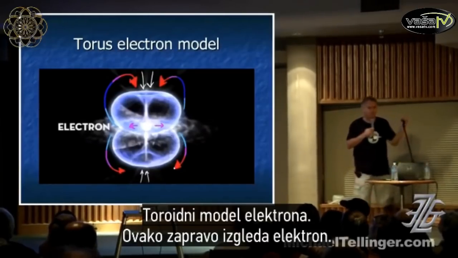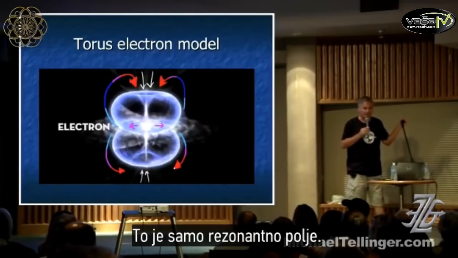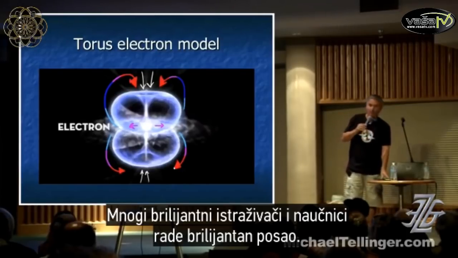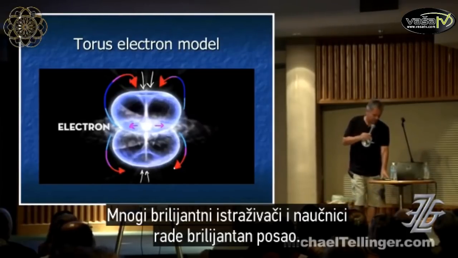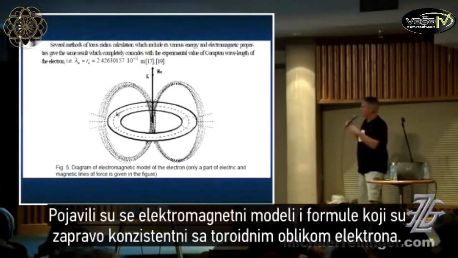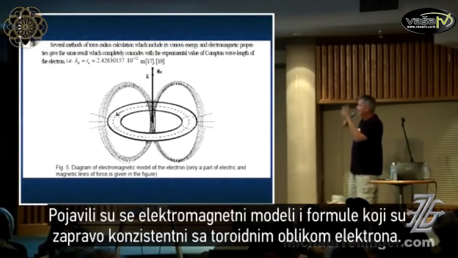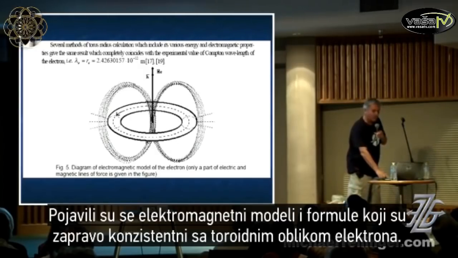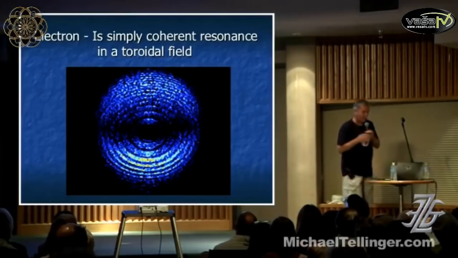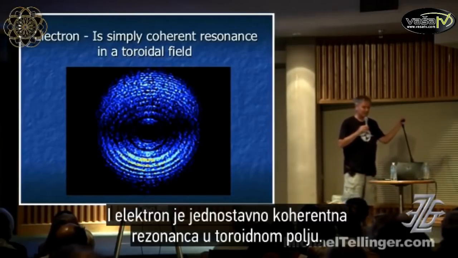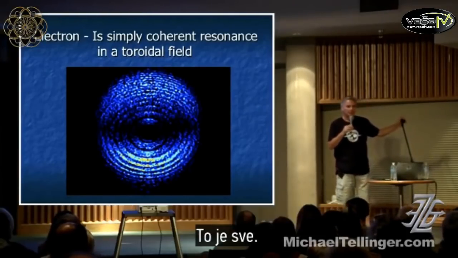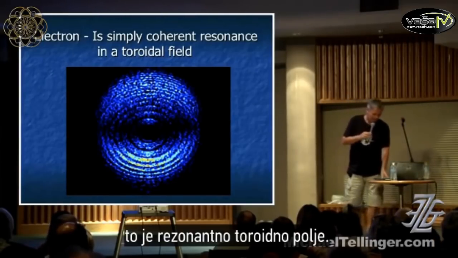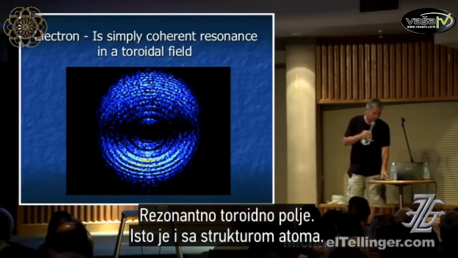The torus electron model, this is what an electron actually looks like. It's just a resonance field. Much brilliant work has been done by many brilliant researchers and scientists. Electromagnetic models and formulas have been thrown together that are consistent with the toroidal shape of an electron. An electron is simply a coherent resonance in a toroidal field. That's all it is. It's not a particle. It is a resonating toroidal field.